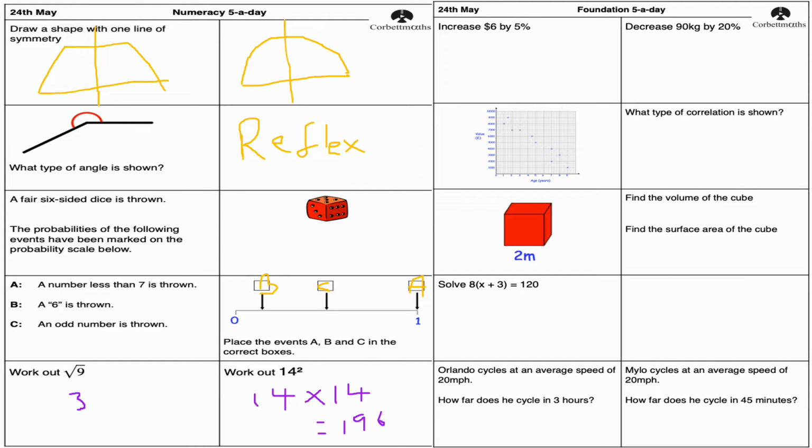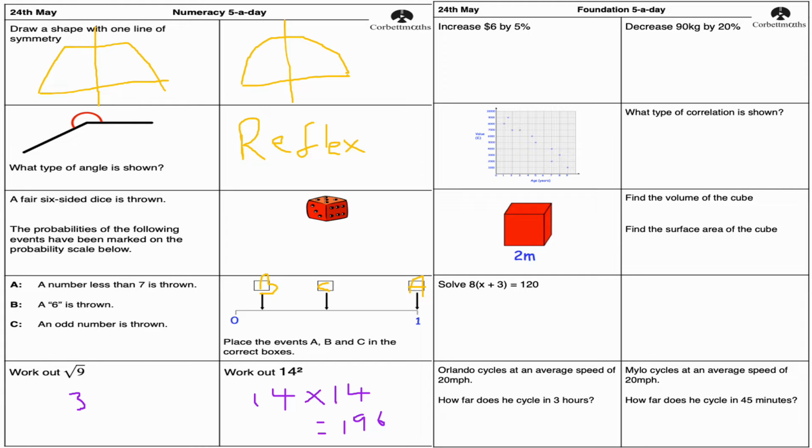So 14 to the power of 2 means 14 times 14. It does not mean 14 times 2. So that's a very common misconception. It means 14 times itself, 14 times 14. Okay, we are now looking at the Foundation 5 a day for the 24th of May.